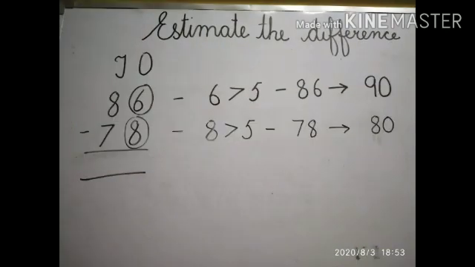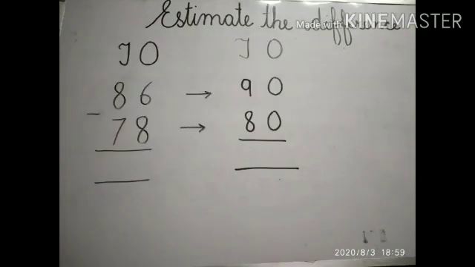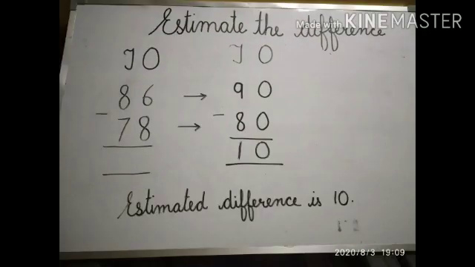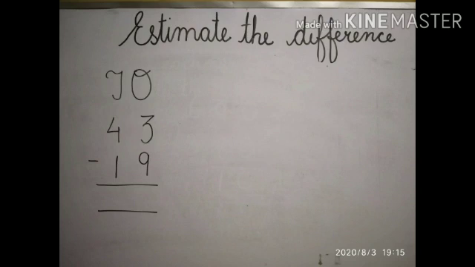Now we will round off 78. The digit at ones place is 8 and 8 is greater than 5. So 78 will be rounded up to 80. Now students, we have to subtract these numbers. We have to subtract 80 from 90. So 0 minus 0 is 0, 9 minus 8 is 1. So here the estimated difference is 10. Understand students? Students, let's take one more example.